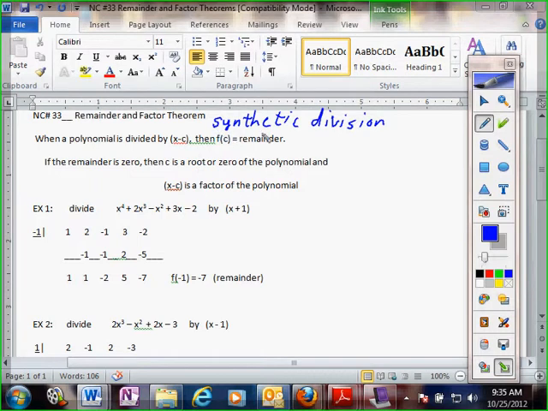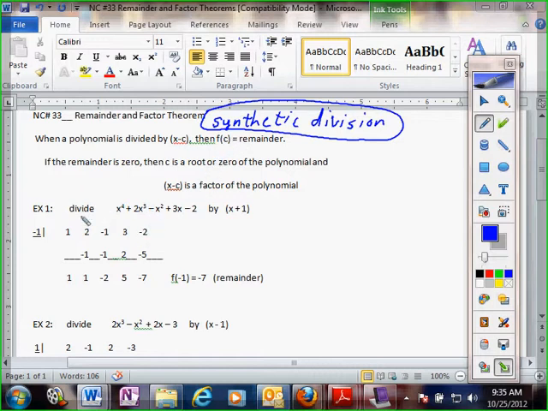You can use synthetic division, and if your remainder is 0, then that thing that you're dividing by is a root. You could also just evaluate the function at f of c, and if it is 0, then c, this piece right here, is again still a root. So there's two ways of determining what your remainder is of this polynomial. You could use synthetic division, or you could evaluate the function at c.